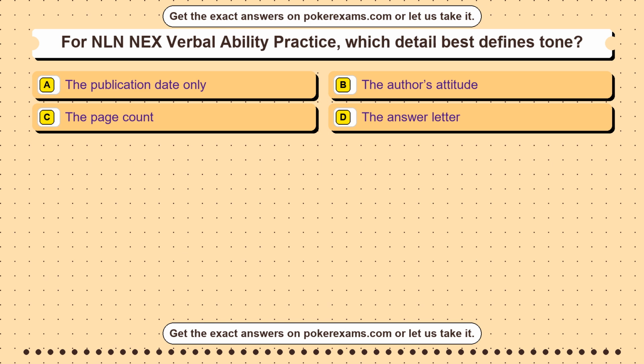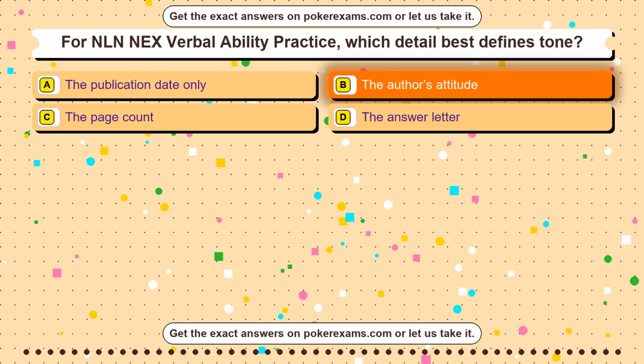Question 12. For GED statistics practice, which unit measures volume? Option A, degree. Option B, liter. Option C, meter. Option D, gram. The correct answer is option B.